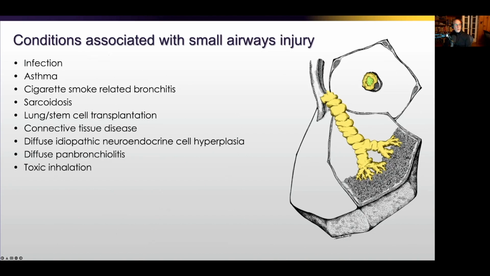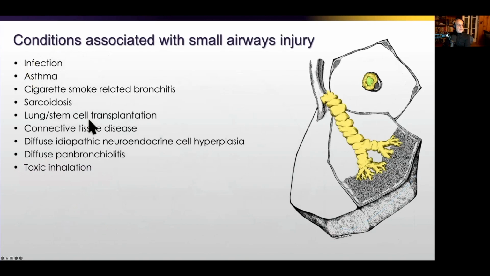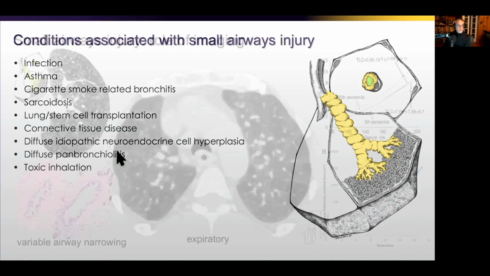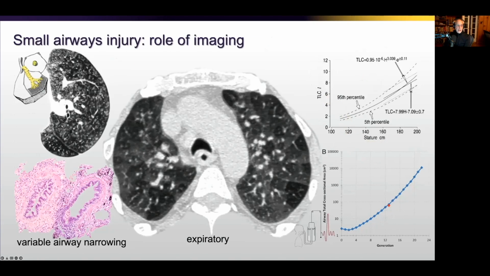So when someone says small airways injury to you, you have to think of a range of abnormalities from infection to asthma, cigarette smoke, sarcoidosis, transplantation, connective tissue disease, neuroendocrine cell hyperplasia, diffuse panbronchiolitis, and toxic inhalation. And what I wanted to leave you with is that you, as the radiologist, have a certain advantage because you can see individual airways, whereas the clinician has to use pulmonary functions, and those pulmonary functions are insensitive to the changes that we see in small airway injury.